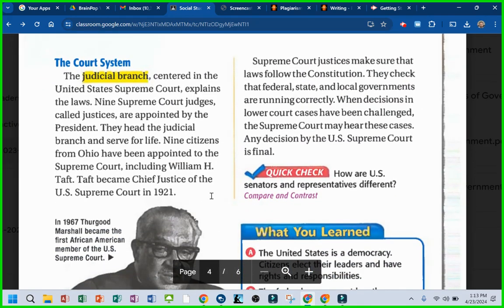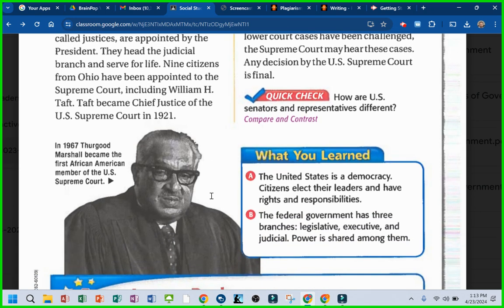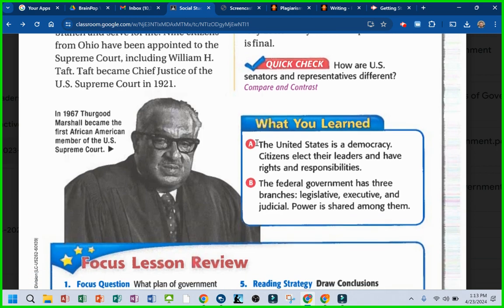The Supreme Court justices make sure that laws follow the Constitution. They check federal, state, and local governments and make sure that they are running correctly. When decisions in the lower court cases have been challenged, the Supreme Court may hear these cases. Any decision by the U.S. Supreme Court is final. How are U.S. senators and representatives different, right? There's some things that are different about them.